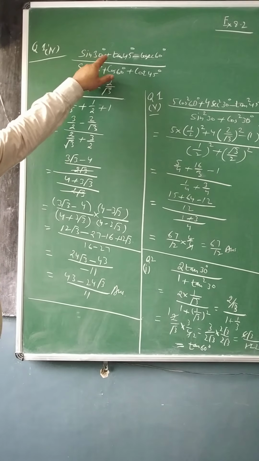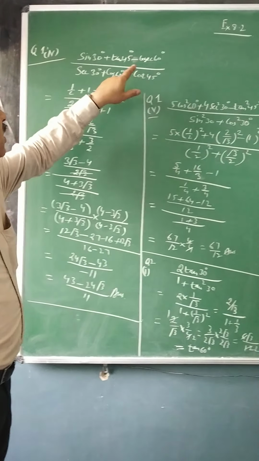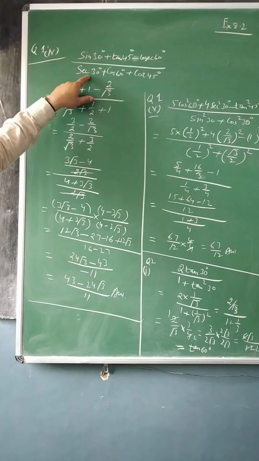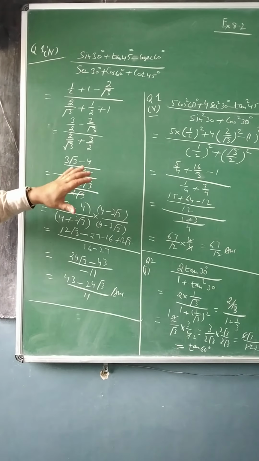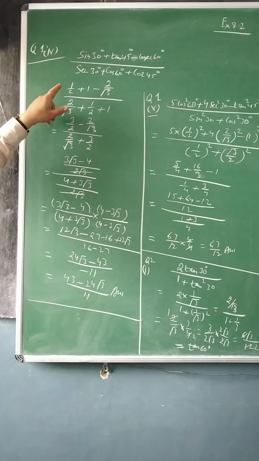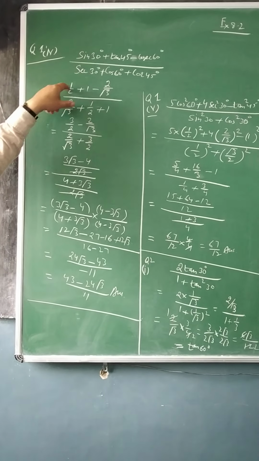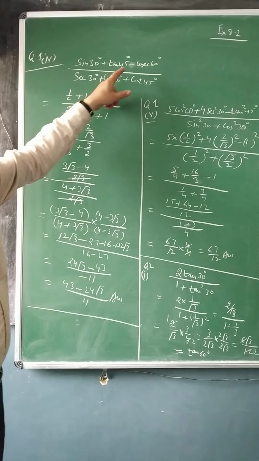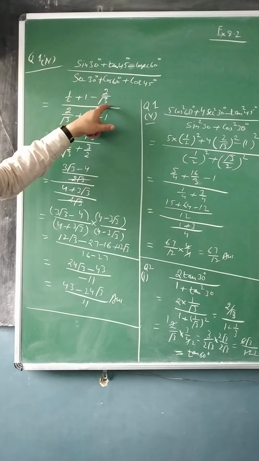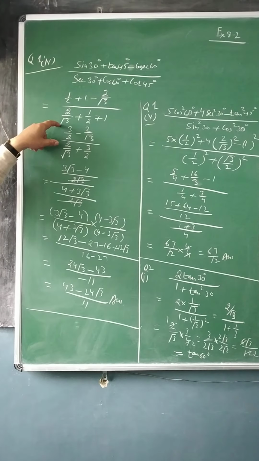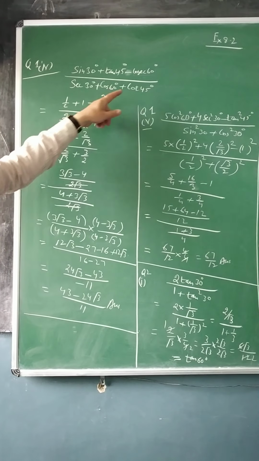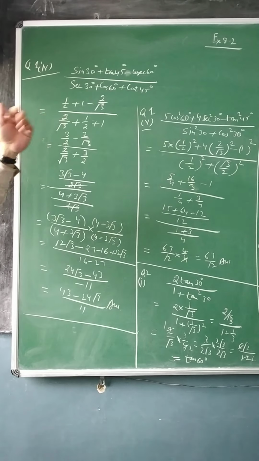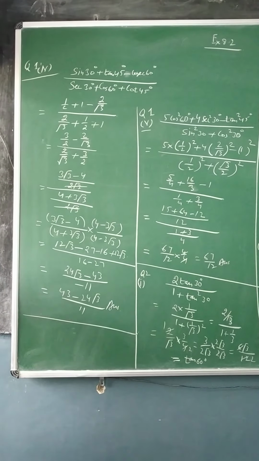That is given sin 30 plus tangent 45 minus cosec 60, then sec 30 plus cos 60 plus cot 45, and you have to evaluate. Use the trigonometric table to write the values. Sin 30 is 1 upon 2, tangent 45 is 1, cosec 60 is 2 upon root 3, sec 30 is 2 upon root 3, reciprocal of cos. Cos 60 is 1 upon 2 and cot 45 is 1, reciprocal of tangent 45.